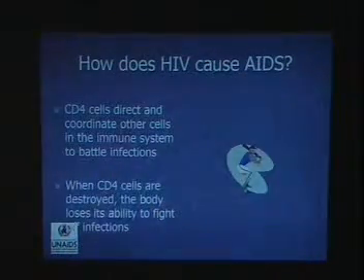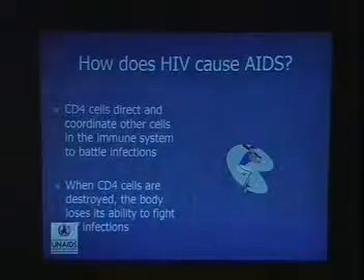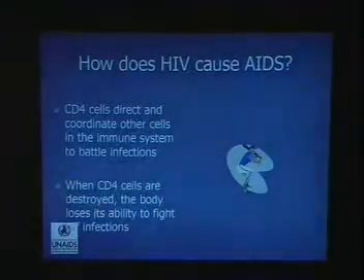How does HIV cause AIDS? CD4 cells directly coordinate with other cells of the immune system to battle the infection. When CD4 cells are destroyed in the body, it loses the ability to fight infection, and there will be opportunistic infections in the body. An HIV patient who gets an opportunistic infection is equal to AIDS. That is how it is, very simple. HIV plus opportunistic infection is equal to AIDS.